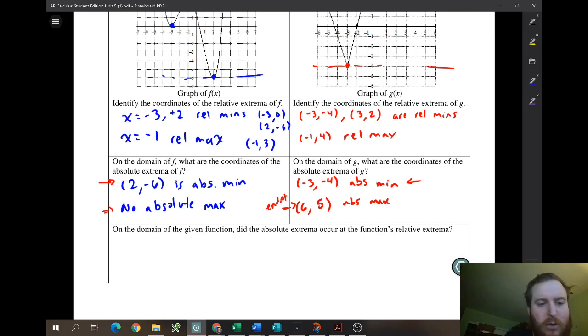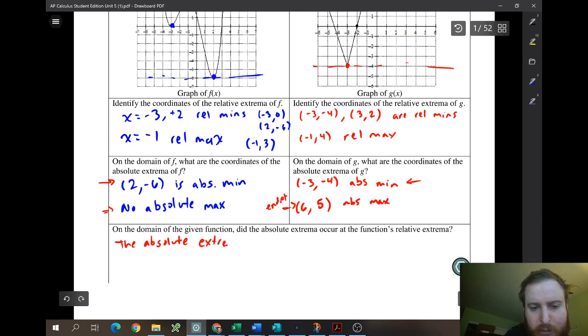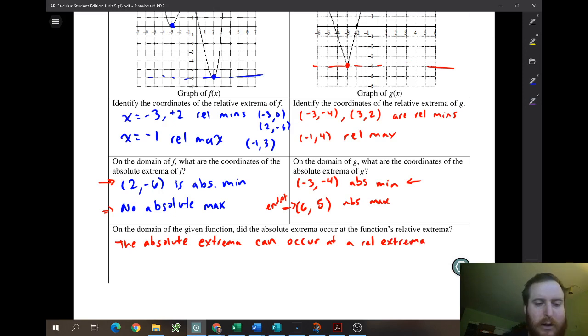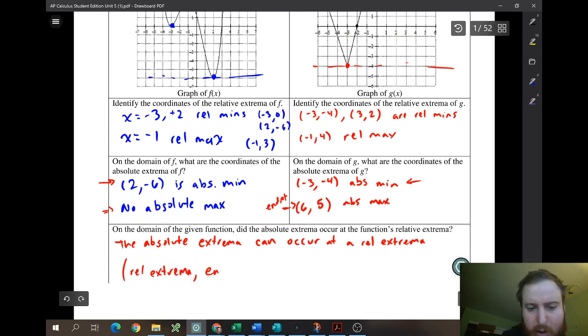So what we'll say is the absolute extrema can occur at a relative extrema, but it doesn't have to. Our three options could be a relative extrema, it could be at an endpoint, or there could be none. Those are our three options.